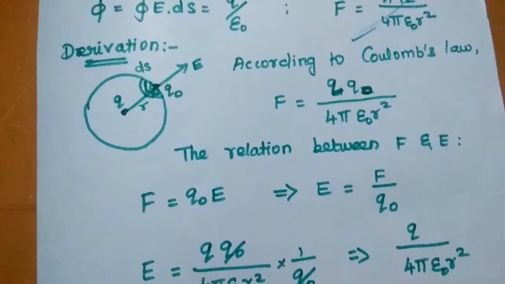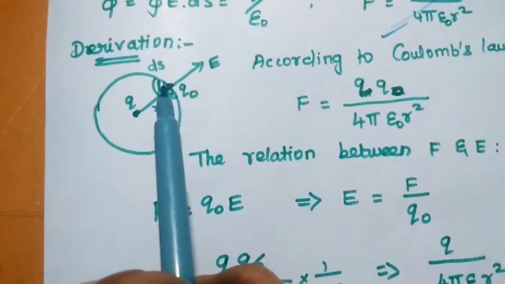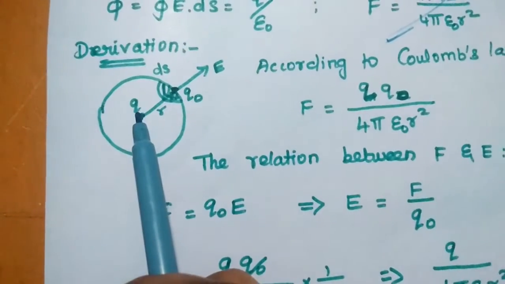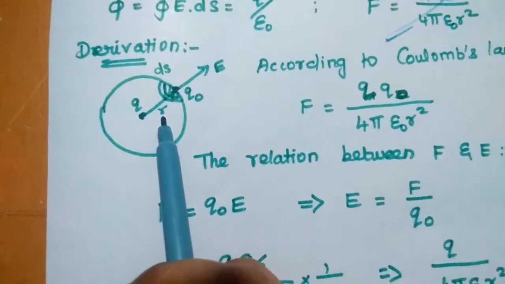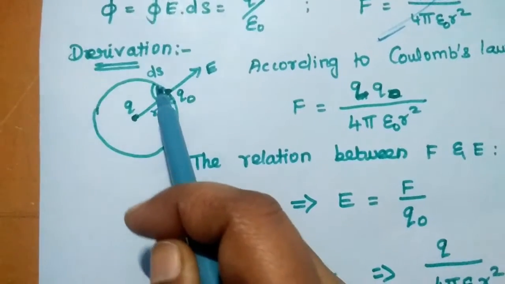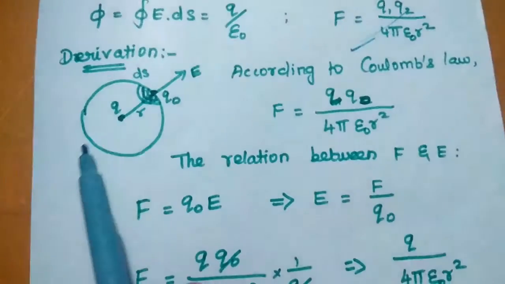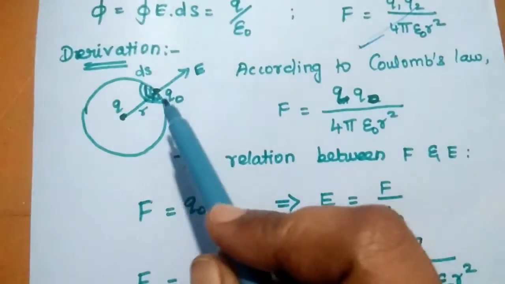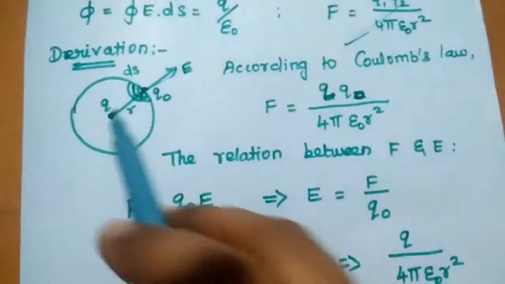Let's start with the derivation. So here we are going to consider one sphere. There is a charge Q at the center of the sphere and the radius of the sphere is R. We have to consider a small surface area that is denoted as ds. The electric field can be denoted like this from the charge.